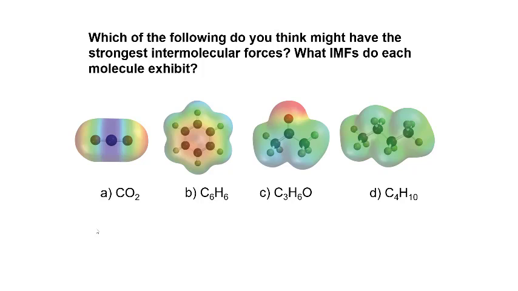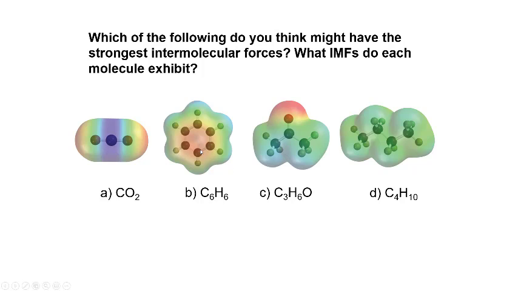Okay, so if we take a look at this example here, we can see CO2. This is a nonpolar molecule. So nonpolar molecules can only have London dispersion forces. C6H6, again, is a nonpolar molecule. We have no net dipole moment. So again, there's only London dispersion forces. C3H6O, we can see has a net dipole moment that goes through that oxygen. So that has London dispersion forces and dipole-dipole interaction. So there's two types of intermolecular forces for this molecule, whereas the other two only had one, the London dispersion force.